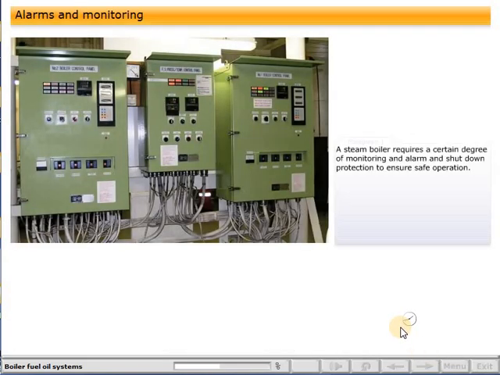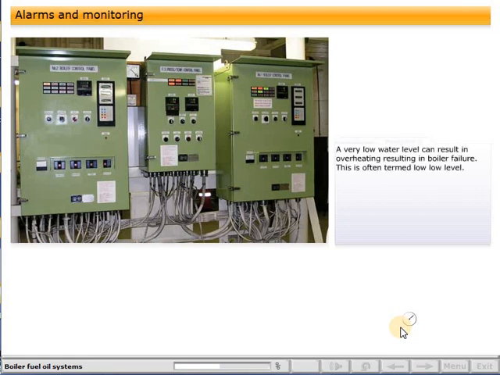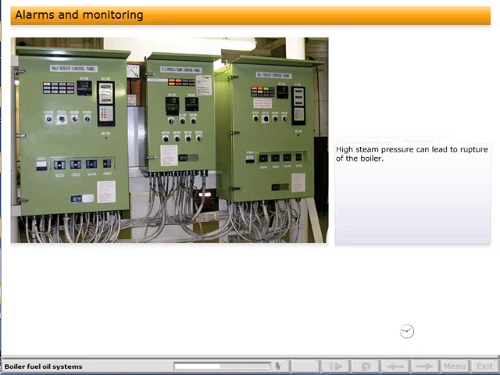A steam boiler requires a certain degree of monitoring and alarm and shutdown protection to ensure safe operation. The two main concerns are always low water level and high steam pressure. A very low water level can result in overheating, resulting in boiler failure. This is often termed low level. High steam pressure can lead to rupture of the boiler.